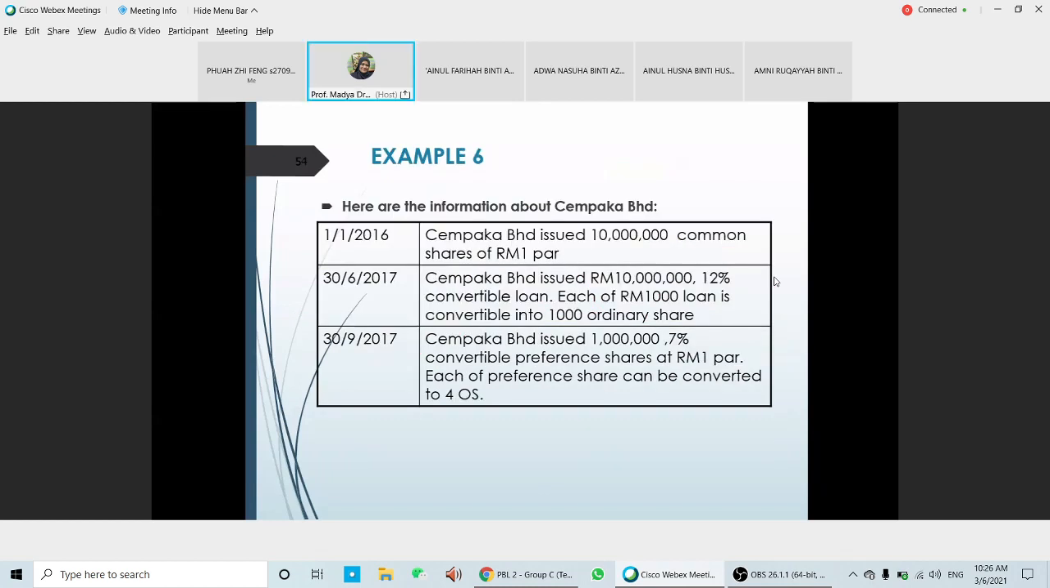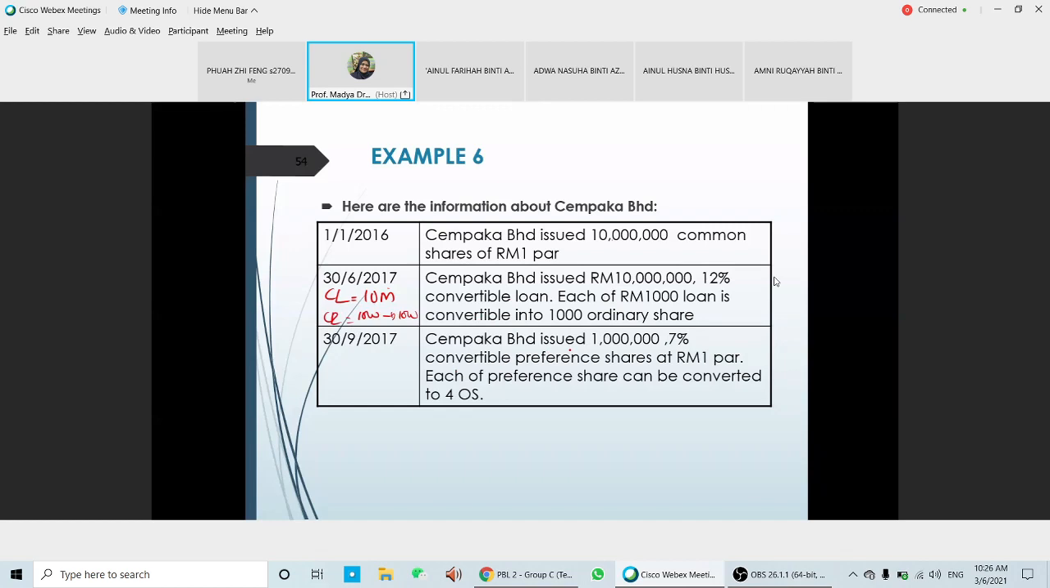Okay, so we try to look at example 6 here. In the year 2016, they issued 10 million common shares, ordinary shares, one ringgit at par. And then in the year 2017, they also issued a convertible loan, 10 million or so. Each 1,000 can be converted to 1,000 ordinary shares. Okay, the conversion rate is 1,000 to 1,000 ordinary shares.